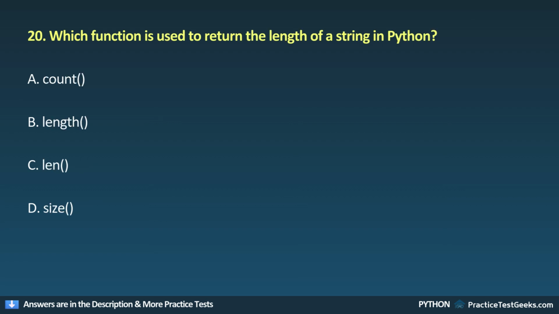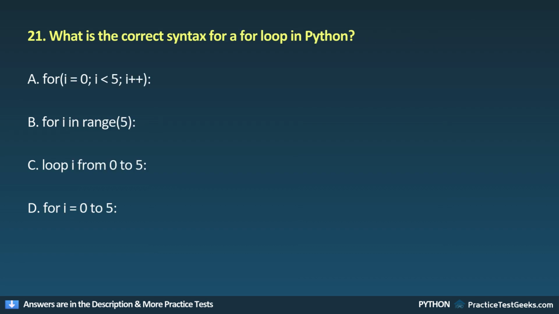Which function is used to return the length of a string in Python? A. count. B. length. C. len. D. size. 21. What is the correct syntax for a for loop in Python? A. for i = 0; i < 5; i++. B. for i in range(5). C. loop i from 0 to 5. D. for i = 0 to 5.